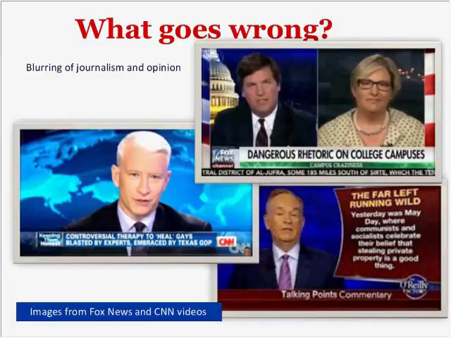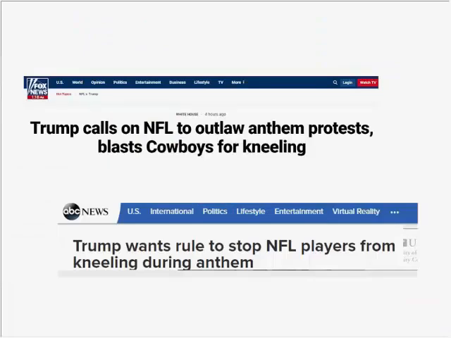I can't get the slide to advance. Okay, so here's another example of inflammatory language. This is obviously stories from today. So Trump called on the NFL to outlaw anthem protests. So the term outlaw and blasting, and then as opposed to ABC News, it just says he wants a rule. So there's a difference between outlawing and just having a rule. So that's just the most recent example I could find.